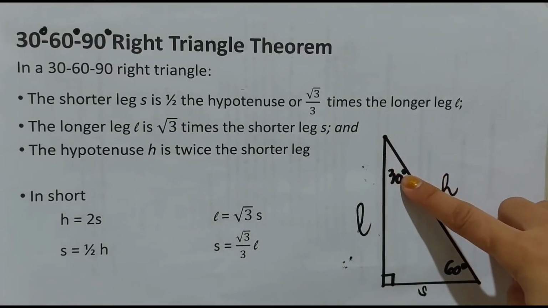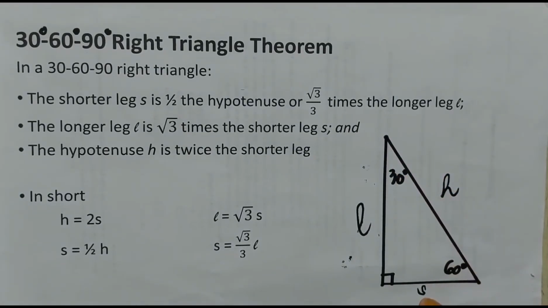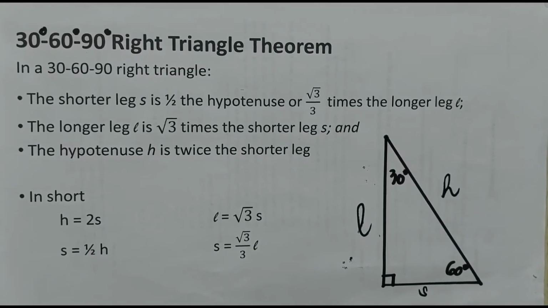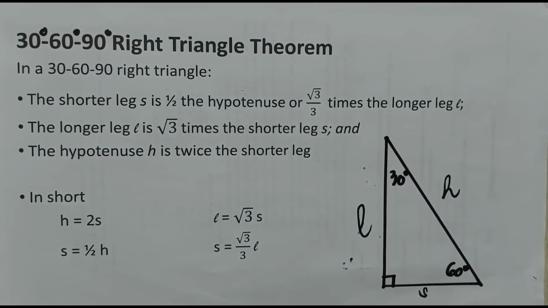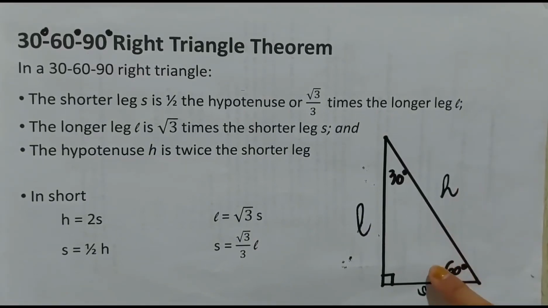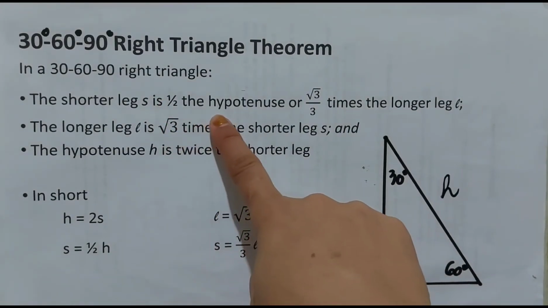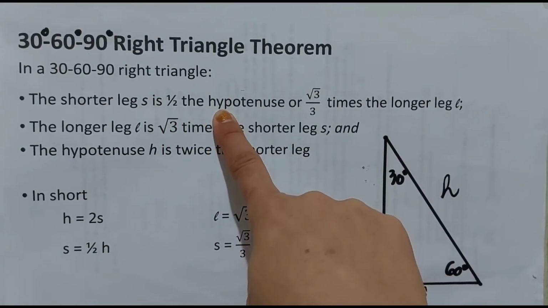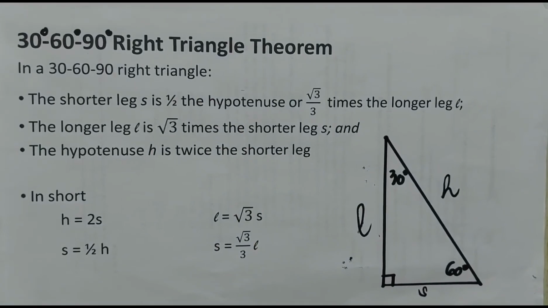The side opposite your 30 degrees is the shorter leg. The side opposite your 60 degrees is the longer leg. And the side opposite your right angle is always the hypotenuse. To find the shorter leg, if the given value is the hypotenuse, the shorter leg is 1/2 of the hypotenuse, meaning hypotenuse divided by 2.